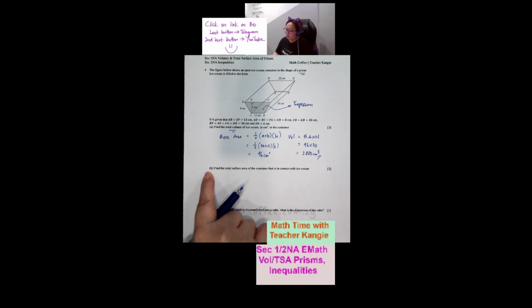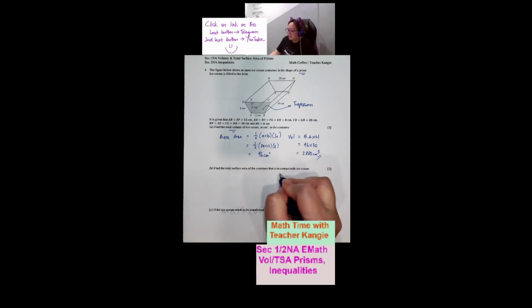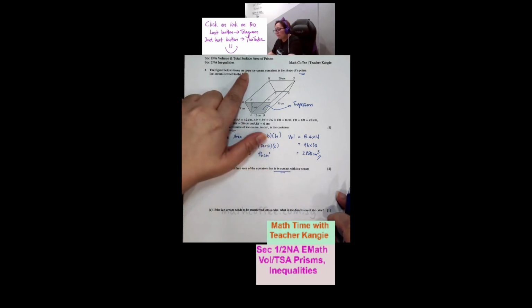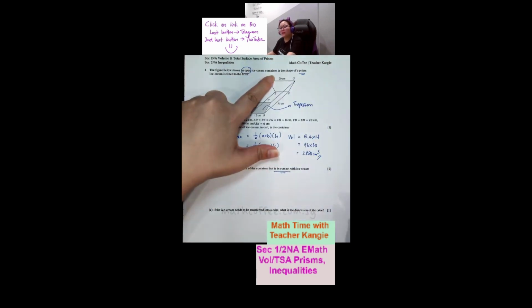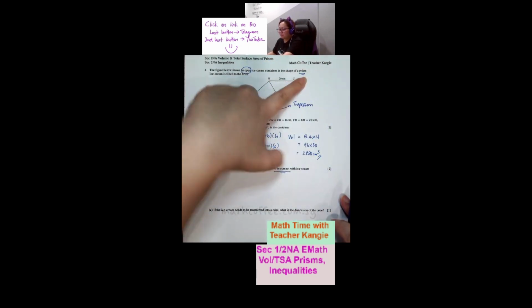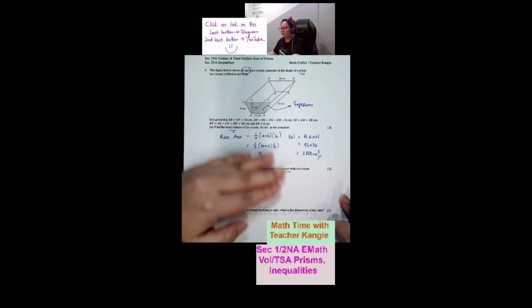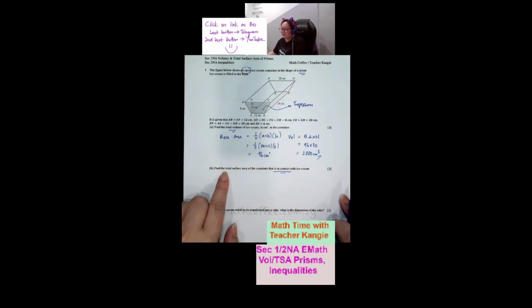Okay, this one is a little bit tricky. They say find the total surface area of the container that is in contact with the ice cream. This is an open ice cream container in the shape of a prism. The ice cream is filled to the brim, so they're asking you to find the total surface area that is in contact with the ice cream.